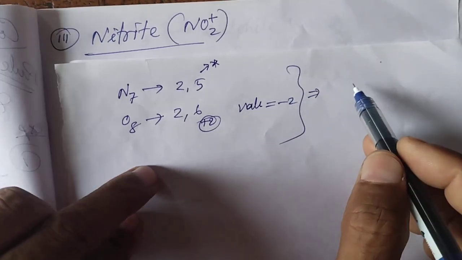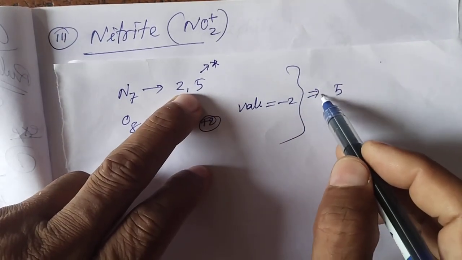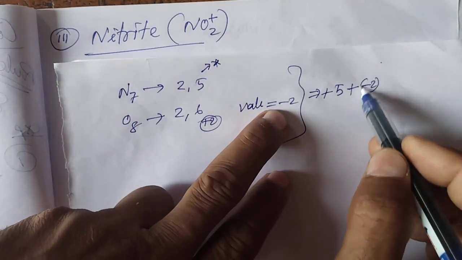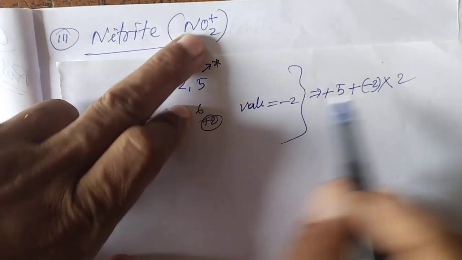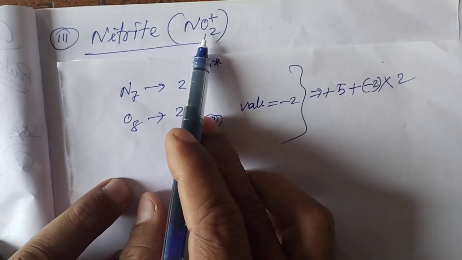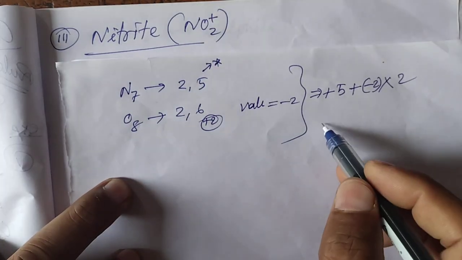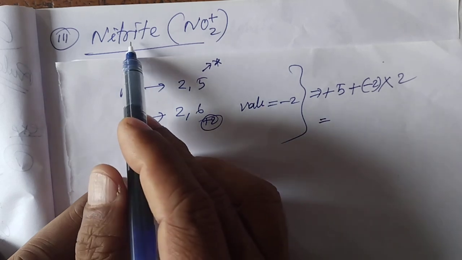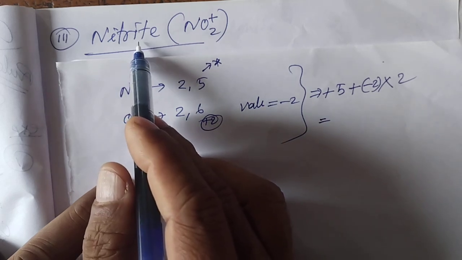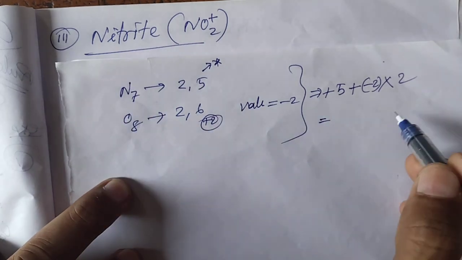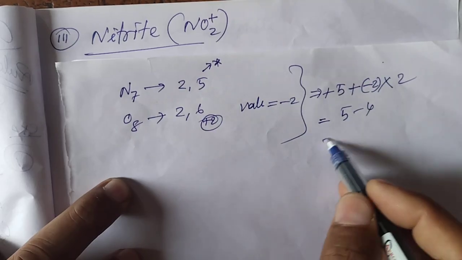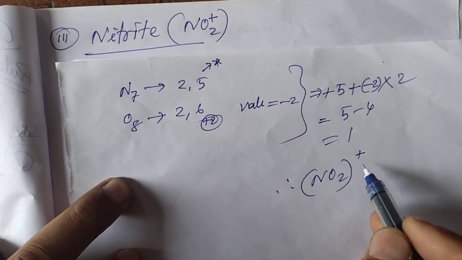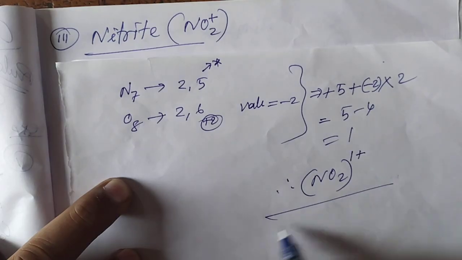And what will the calculation be now? 5, the valence electrons of nitrogen, plus the valency of oxygen, -2, multiplied by 2 because oxygen appears 2 times in NO2. NO3 is nitrate, NO2 is nitrite. So here it is 5 minus 4, which is +1. Therefore, the NO2 valency will be +1. If you don't write the 1, that's fine.